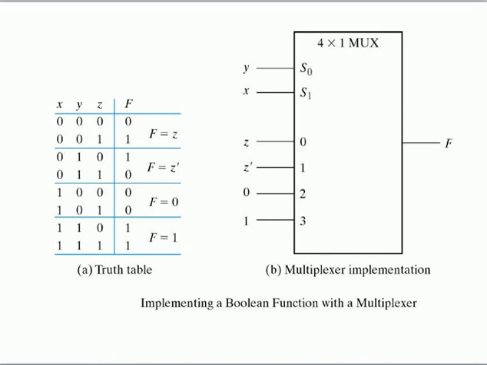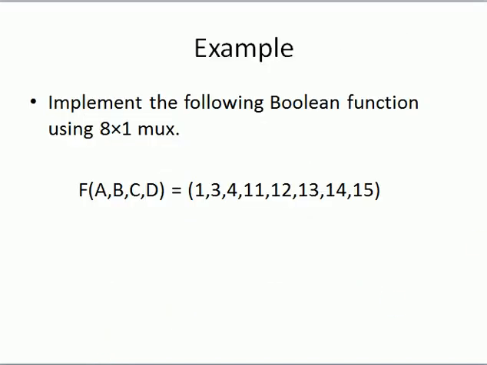Here we have another example, and in this example we have to use an 8 cross 1 mux, and we have 4 variables here, a, b, c and d, and the function is summation of 1, 3, 4, 11, 12, 13, 14 and 15. First of all you see here are the 4 inputs, that is a, b, c and d. It means that the select lines will be 4 minus 1, that is equal to 3. The first n minus 1 variables, a, b, c, will be the select lines, and d will be the data input line.